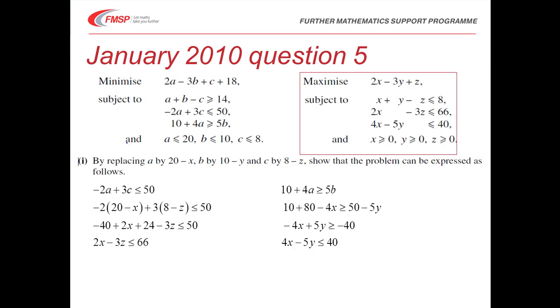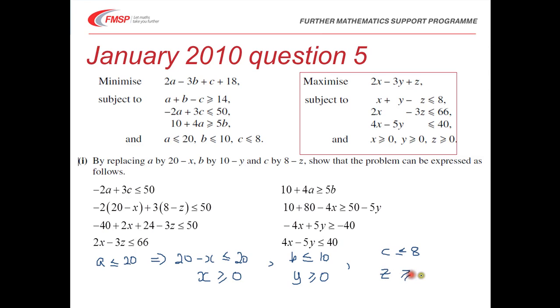And the last thing we have to do is to consider the trivial constraints now. So we are told that a is less than or equal to 20, but that implies that 20 minus x is less than or equal to 20. So that tells us that x has got to be greater than or equal to 0. We're also told that b is less than or equal to 10, and we know that b is equal to 10 minus y, so that will give us y is greater than or equal to 0. And c is less than or equal to 8, but again c is equal to 8 minus z, so that will tell us that z is greater than or equal to 0.